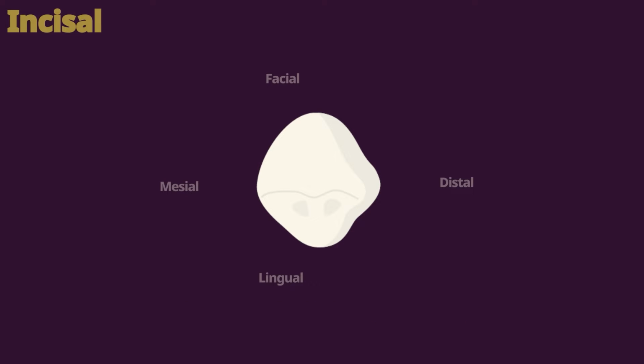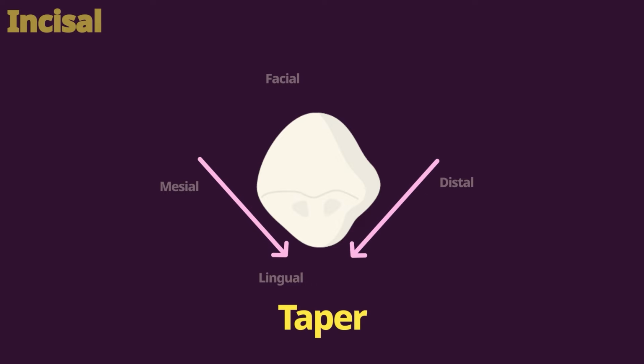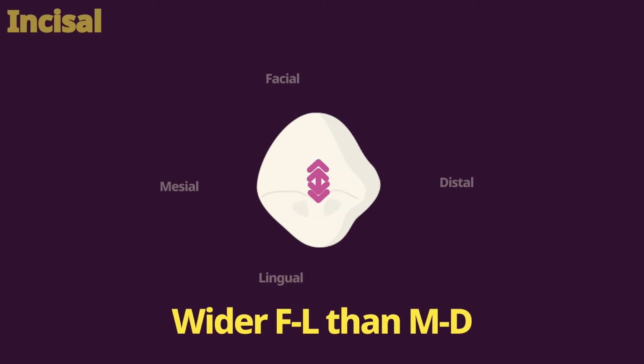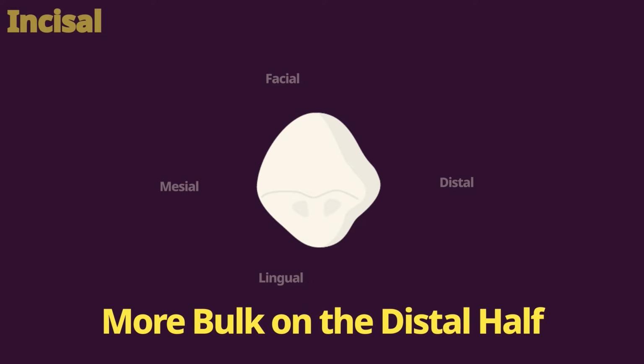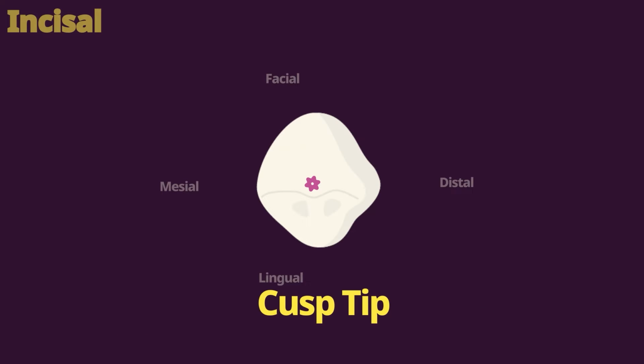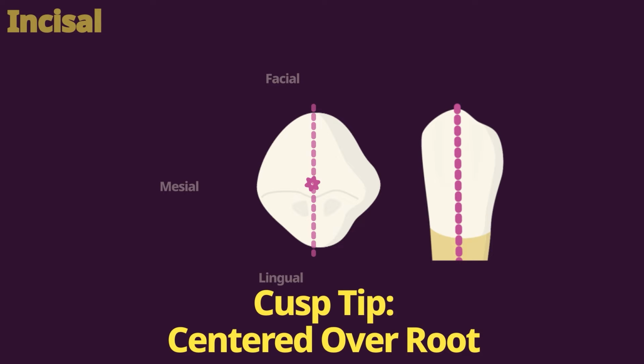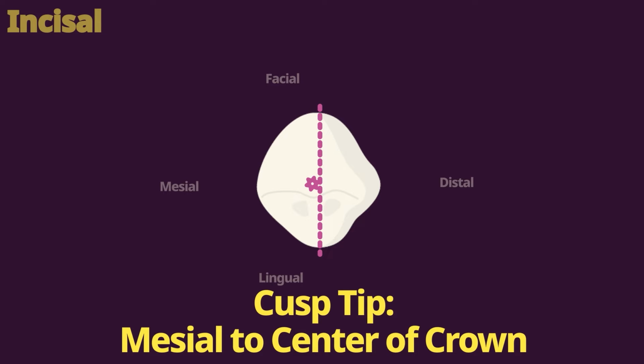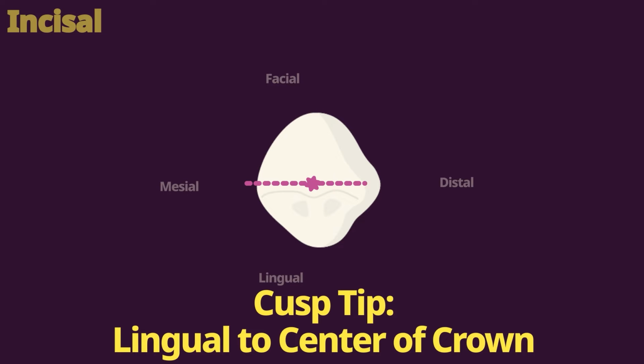The mesial marginal ridge and distal marginal ridge taper to the cingulum from the contacts. The mandibular canine is much wider facial lingually compared to mesial distally. If you section the tooth facial lingually, there's going to be more bulk to the distal half of the crown. The cusp tip is centered over the root, but it is mesial on the crown due to that distal having more bulk to it. The cusp tip is going to be centered facial lingually or slightly lingual to the center of the tooth.